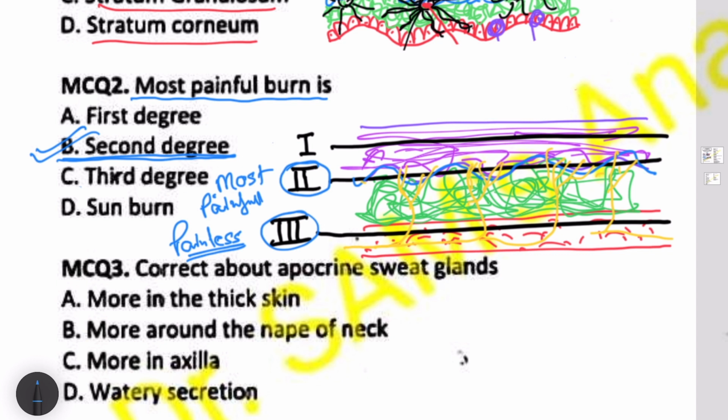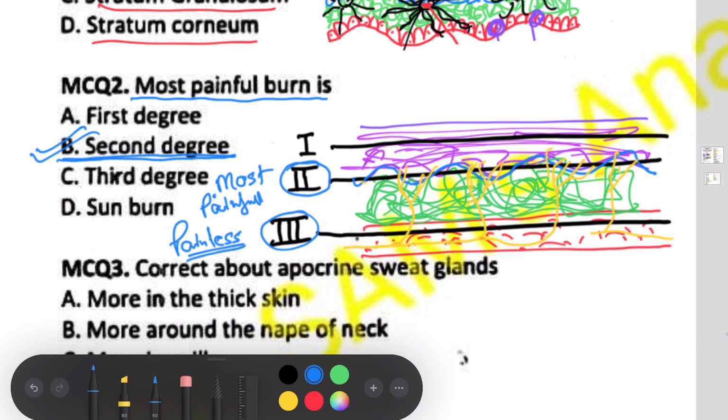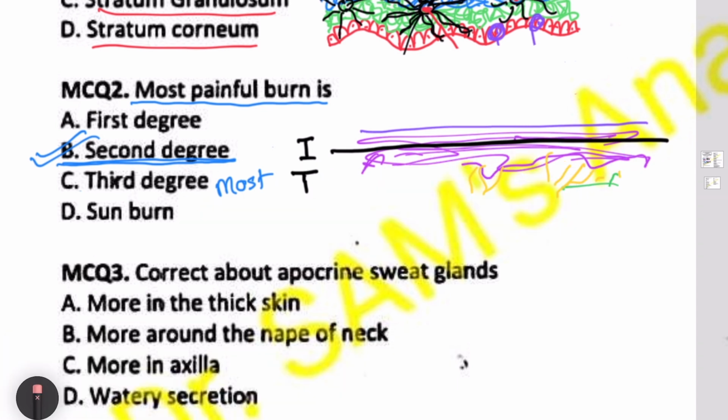Sunburn is actually the same as first degree burn. The stratum corneum, the top layer of the epidermis, gets burned out and gradually peels off with time, and they heal up. So sunburn is nearly the same as first degree burn. The answer is: the most painful burn is second degree burn.